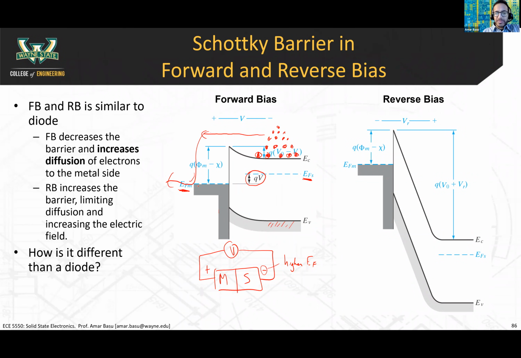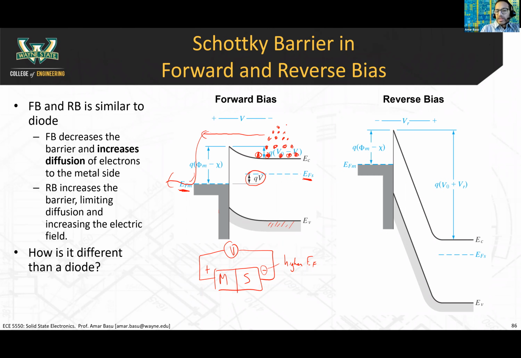And then in the metal, this is also mostly full of electrons. So there's not really much interesting stuff happening with the holes. The electrons are the ones that are doing most of the interesting work in an n-type Schottky barrier. Okay, so that's a key difference.